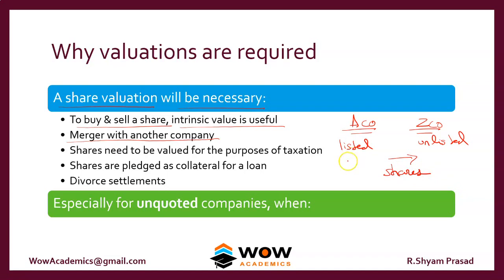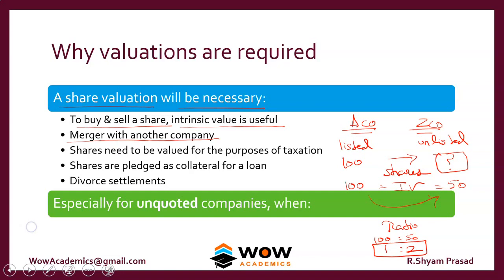Your share value is 100 rupees, and you don't know the value of the other company. So you try to value ZCO. ZCO's valuation you have to find out through the intrinsic value. If the intrinsic value of ZCO is 50 and the intrinsic value of your company is 100, you try to buy ZCO's shares in a kind of ratio. The ratio would be like this: if the valuation is 100 to 50, then for every 2 shares of ZCO, you give 1 share of your company, ACO. So even in times of merger, valuations are very useful.